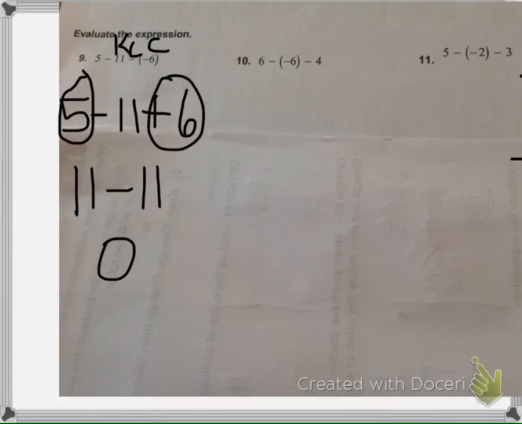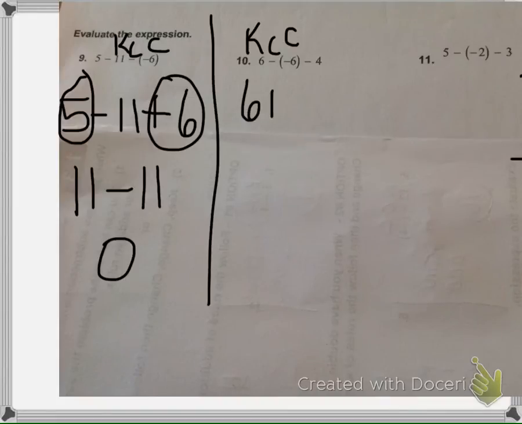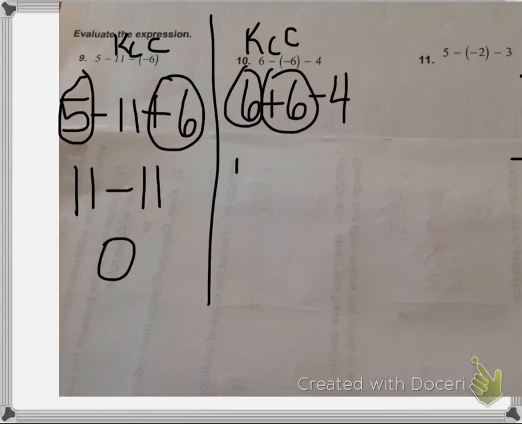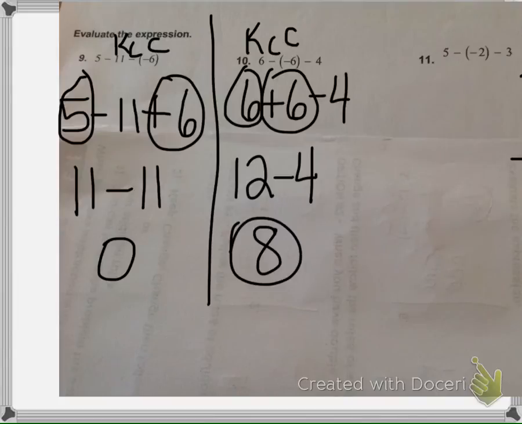Looking at number 10, you only have to change your double signs. We only have to change there. So we have keep our 6, change our subtraction to addition, change our negative 6 to a positive 6. The last part you can just leave the way it is. So I have minus 4. So I'm going to add up my positives. I have 12 minus 4, which is 8. Simple subtraction problem.